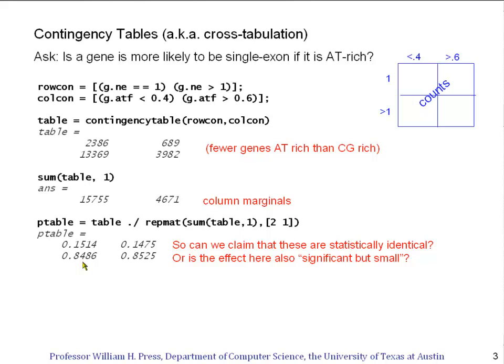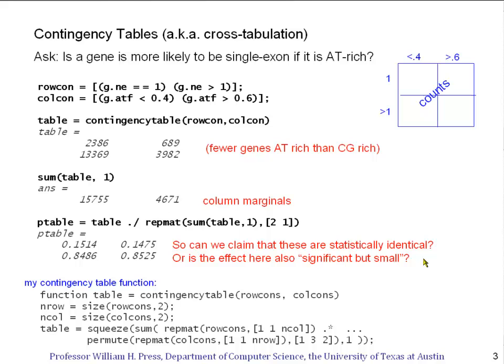So we can look at this and we can see that the AT-rich genes, which is this column, have slightly fewer single exon genes, 14.7%, compared with this column, which has 15.1% for the AT-poor genes. Well, that is a difference, but it's such a small difference that we rather suspect that it's not statistically significant. Or maybe it is, because we really have a lot of data here, and maybe we can detect that small difference, and it's small but significant. That's what we need to find out.